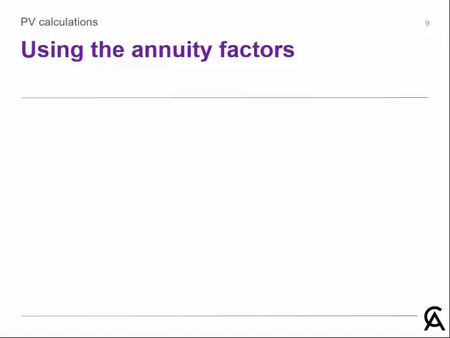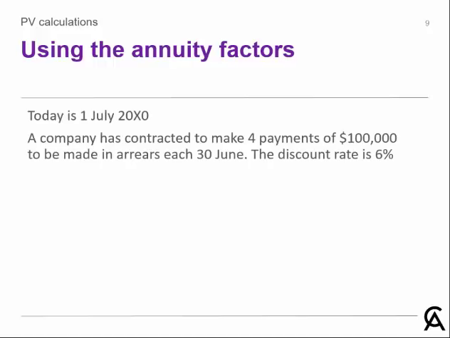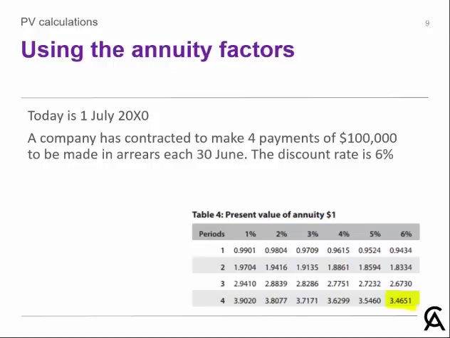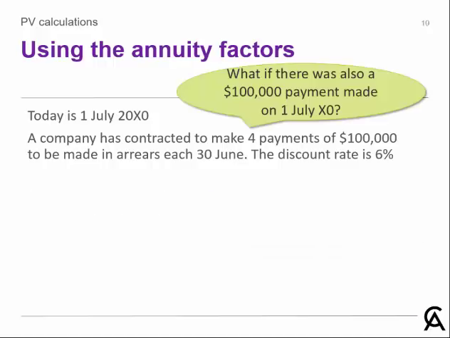So a different way to approach my calculations is if I use the annuity factors. So remember, there are 4 payments of 100,000 to be made in arrears. So I can see then that 6% for 4 periods, my factor is 3.4651. I've got the payment, that stream of money that I'm paying, 100,000, I multiply by 3.4651, and there's my present value. So it's quite easy when you've got the same amount being paid all the time to discount the amount if you use the annuity factors. It's a little quicker than discounting one by one.